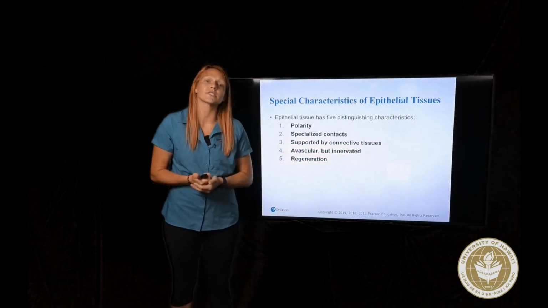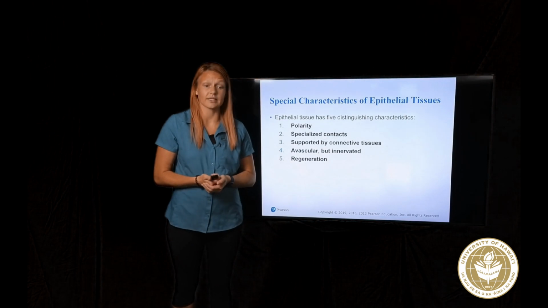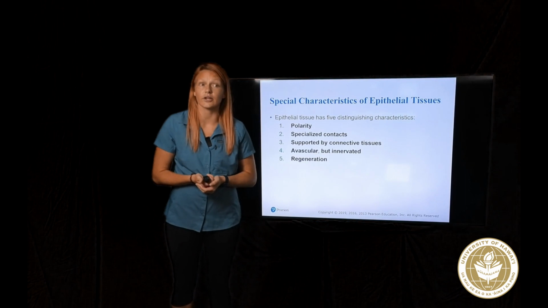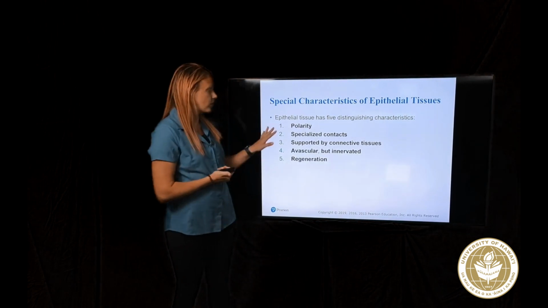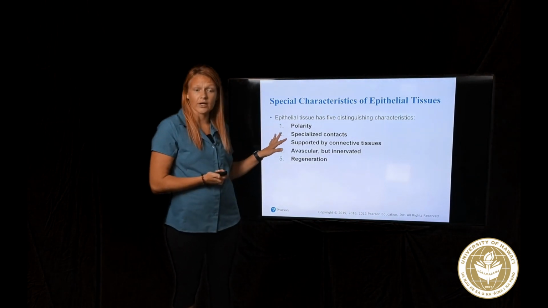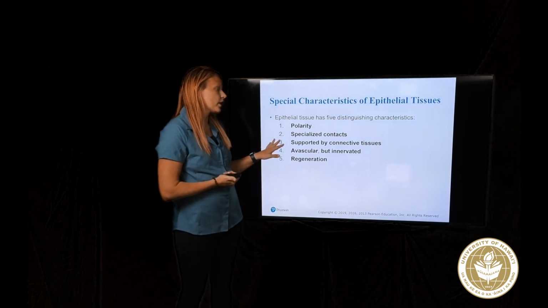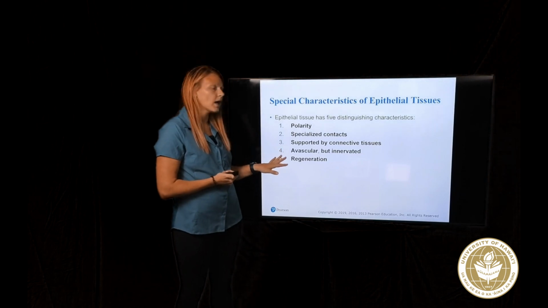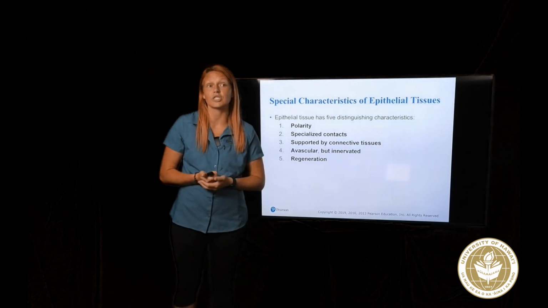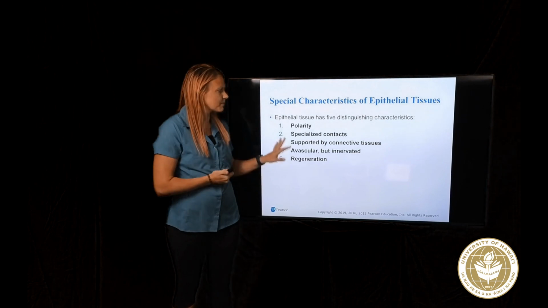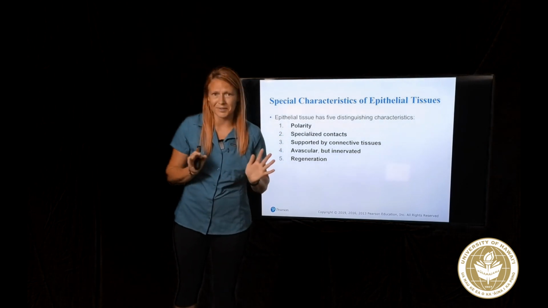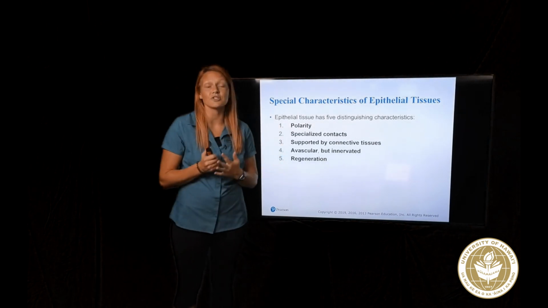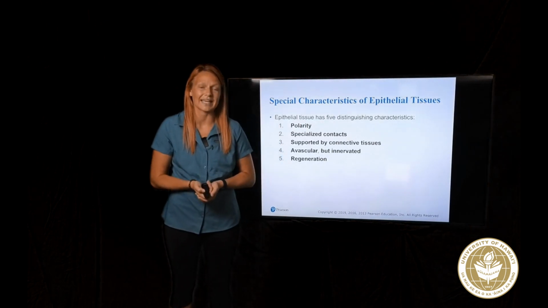So first, we are going to talk about the special characteristics of epithelial tissues. And there are 5 distinguishing characteristics. They're going to have polarity, they have specialized contacts, they're supported by connective tissues, they're avascular but innervated, and they have a really great regeneration rate. And if some of this looks like, wait a minute, what in the world does this mean? Don't worry, we're going to look at each one of these special characteristics on the following slides in more detail.